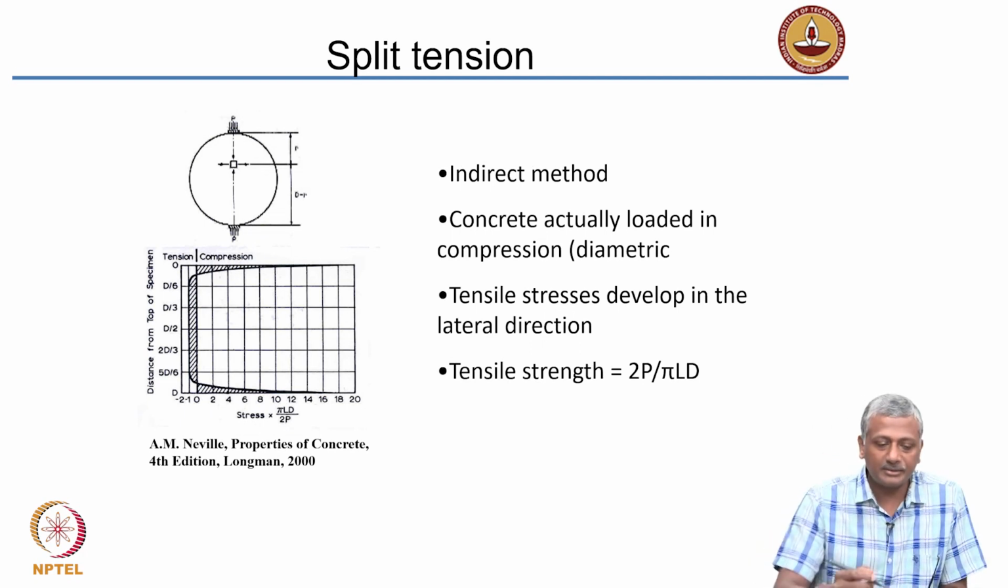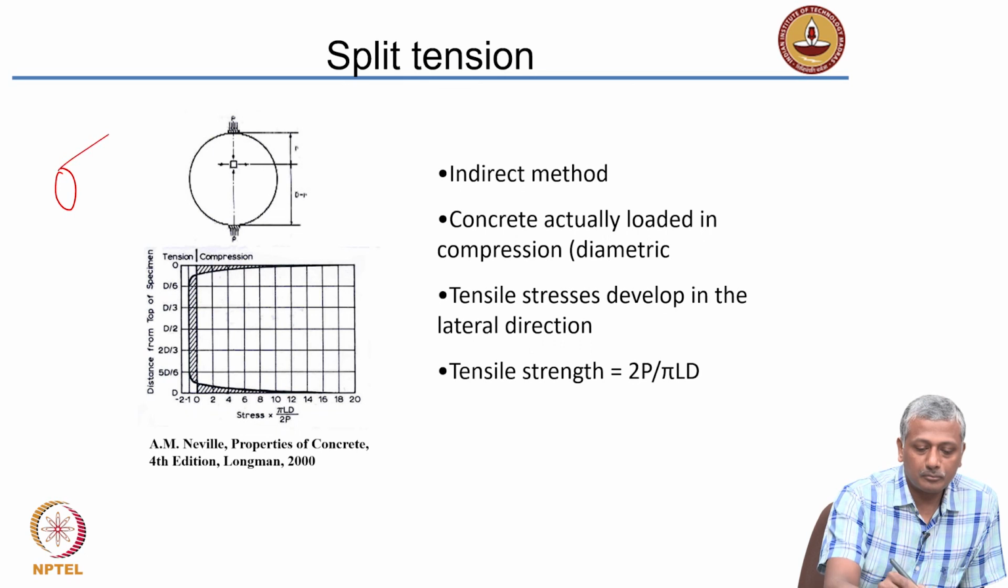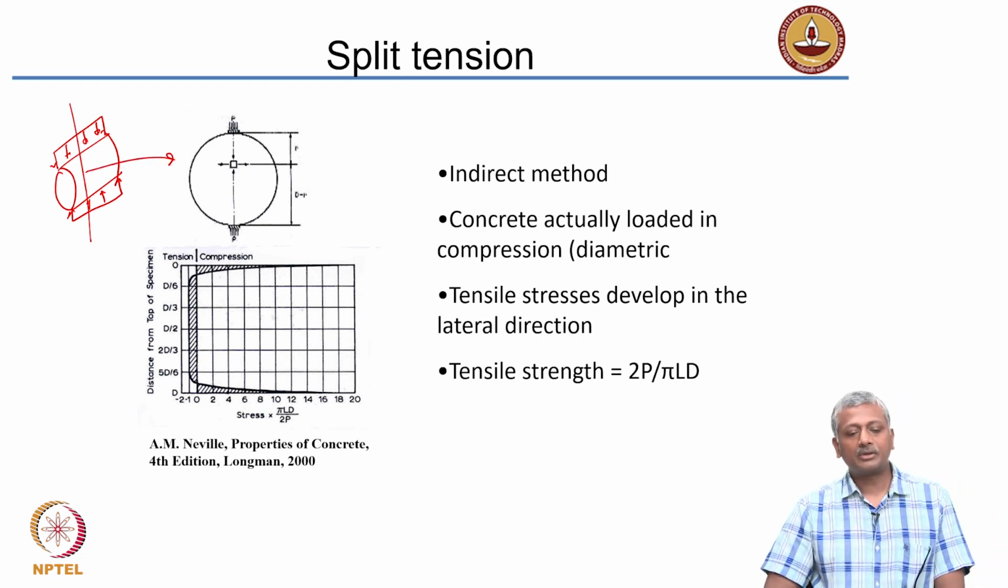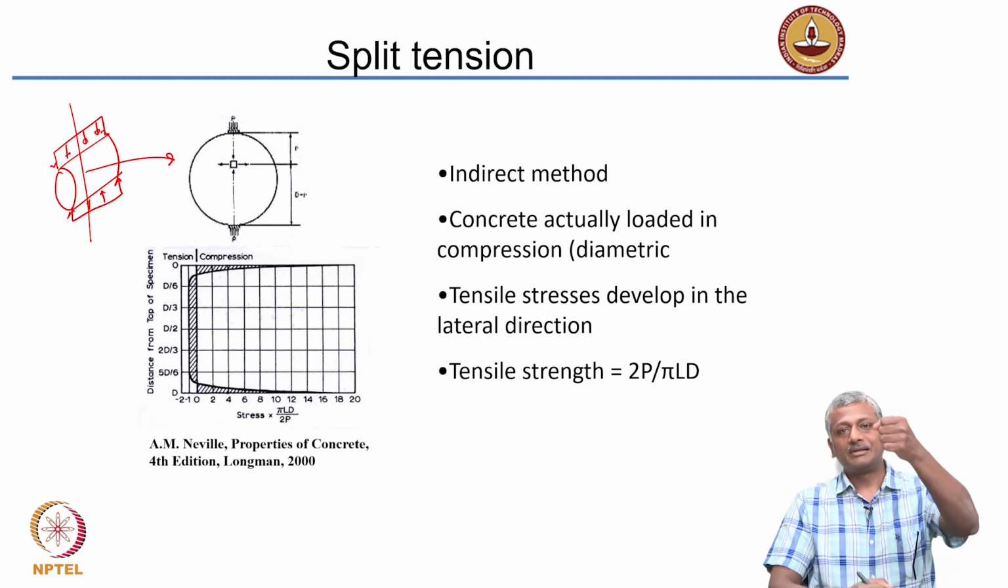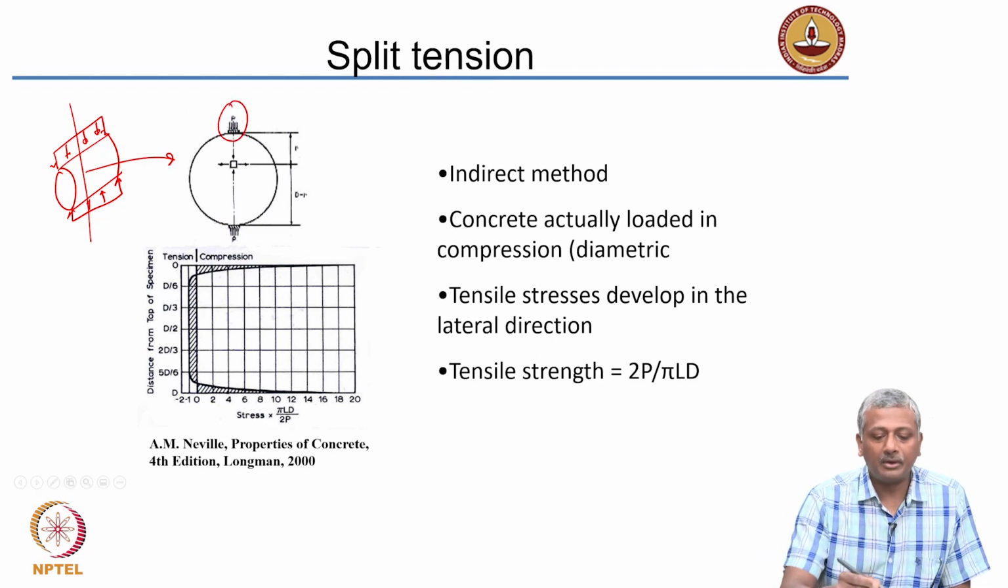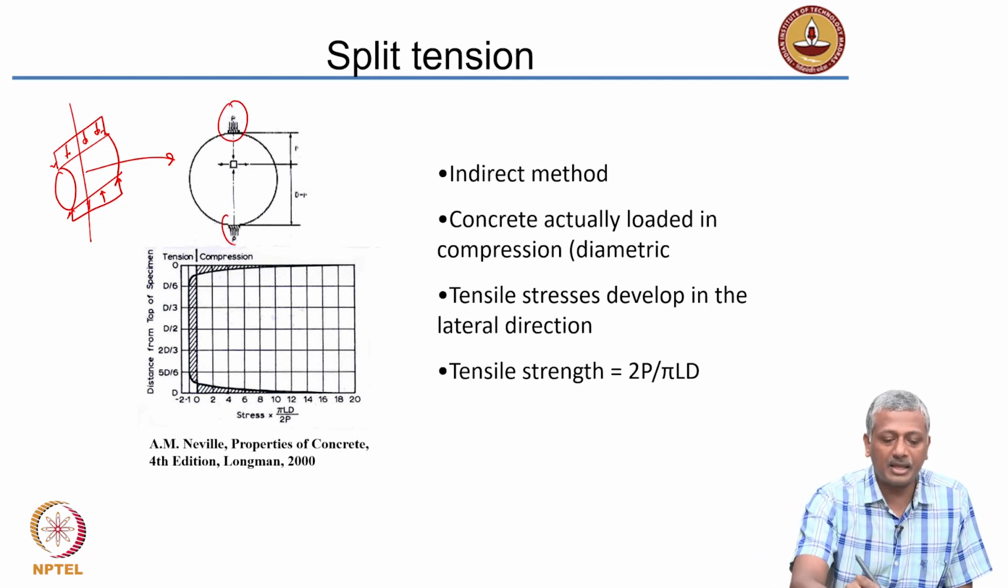So, we take a cylinder of the concrete and we subject it to a line load, a diametrically opposite line load, and that is what you are seeing. The section of that is what is shown here. You are compressing your concrete diametrically through diametrically opposite points. So, this is a compressive load that you are applying on the top and bottom across the diameter of the cylinder.